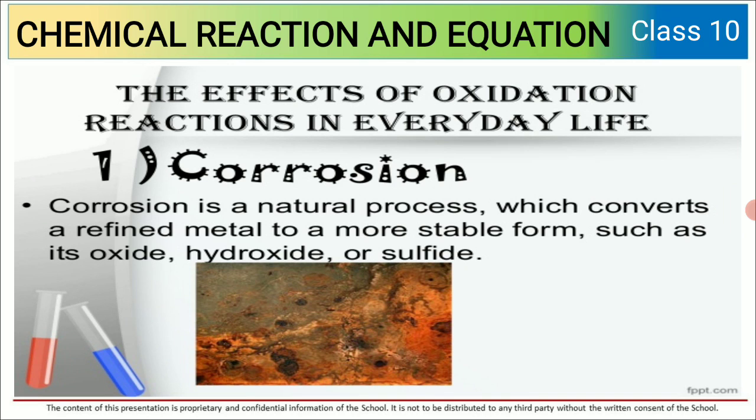Corrosion is a natural process which converts a refined metal to a more stable form, such as its oxide, hydroxide, or sulfide. So in this, what you can see, a refined metal is converted to its oxide, hydroxide, or sulfide. This is known as corrosion. Basically, the metals are reacting with the oxygen.